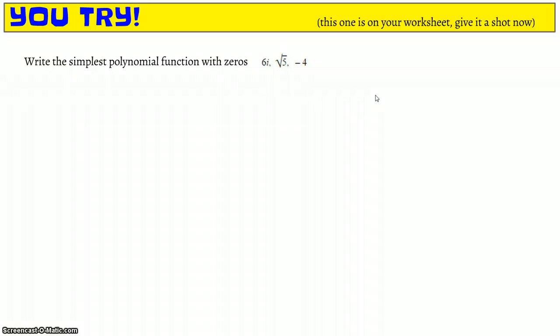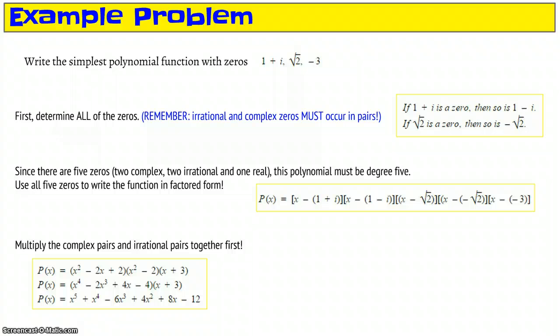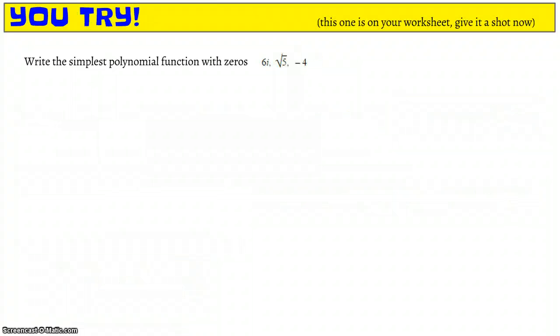For tomorrow, 6i, square root of 5, -4. Give it a shot. Do your best. Remember, if you want to know more about this one, I'd be happy to help you with this one before school. Otherwise, make this one happen. You can do it. Give it a shot. Let's go, people.